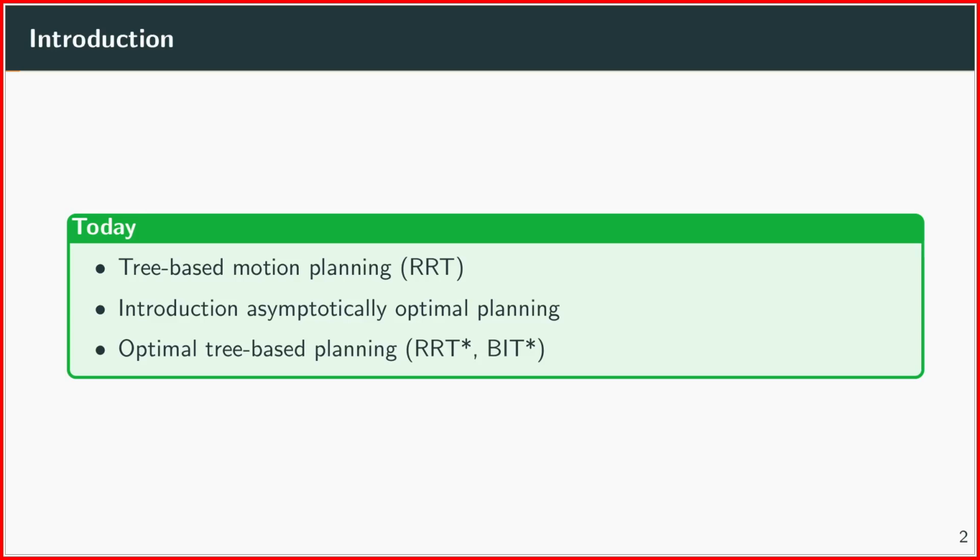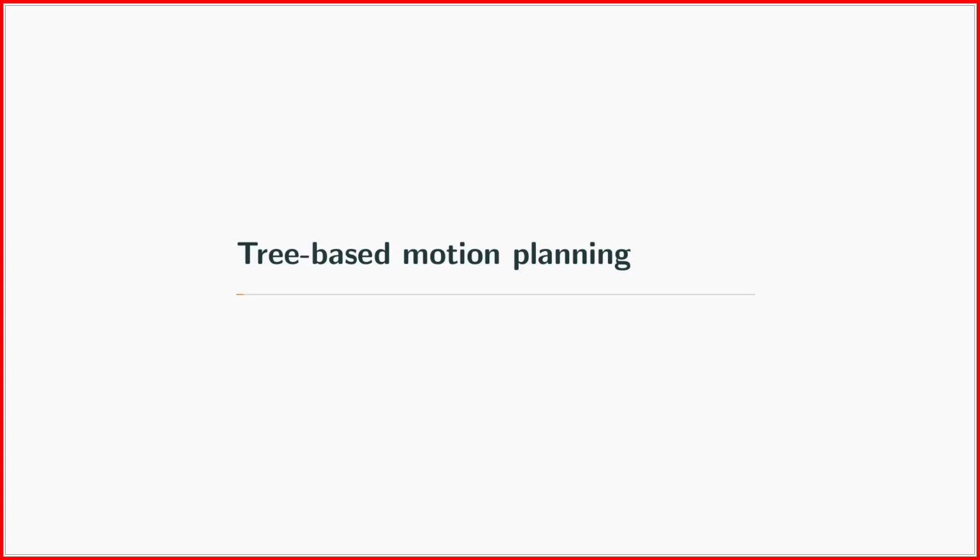We will also have a little bit of an introduction to asymptotically optimal planning, just how you set up a planning problem if you want to have an optimal solution, and how you can actually achieve asymptotically optimal planning with some of the standard algorithms. And then we will talk a little bit about optimal tree-based planning, and we will talk about RRT star and BIT star, which are, again, 2 of the most famous planning algorithms for actually doing optimal motion planning and especially optimal tree-based motion planning. So that is the general idea for today.